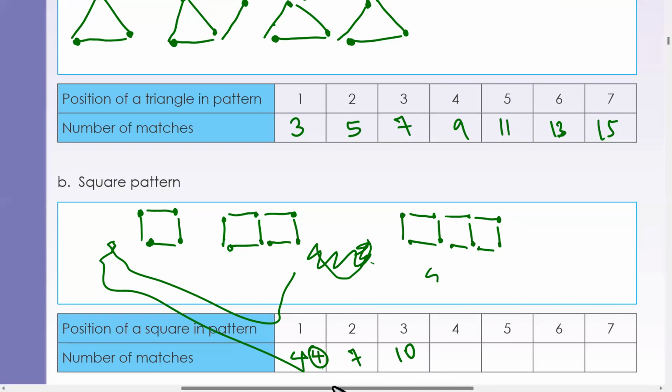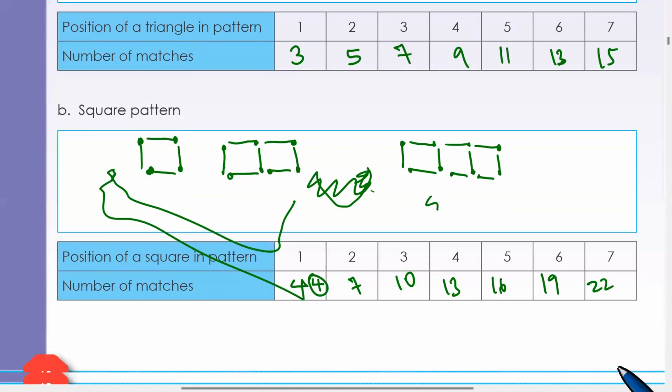You can see that they're increasing by how many? They're increasing by 3, because now the difference is 3 here, 3 there, and here it's 3, and there it's 3, and there it's 3. Next.